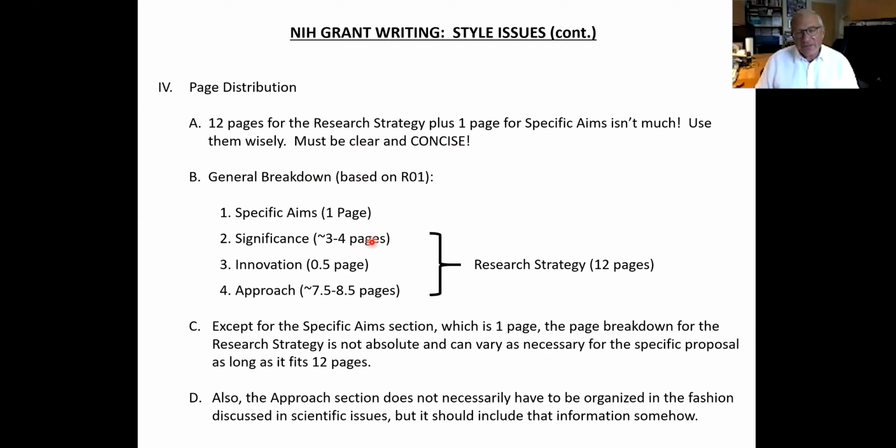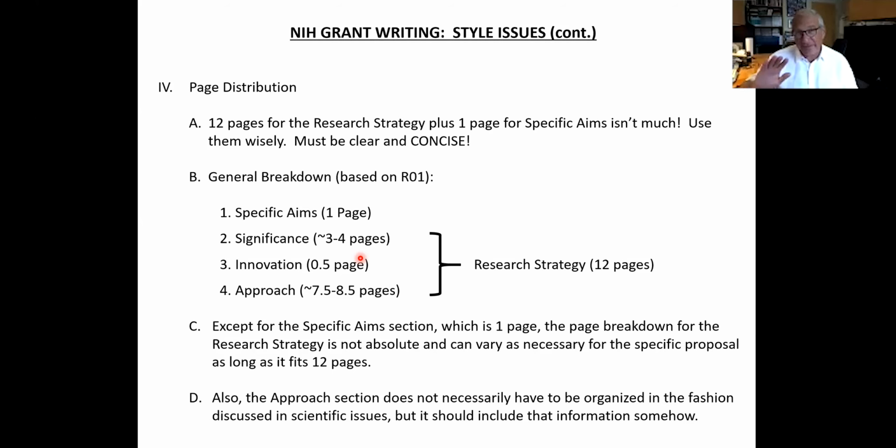The 12 pages of the research strategy need to be broken down into significance, innovation, and approach. These are what I would recommend as page ranges, but they can change depending on what your needs are. For example, if you're putting a lot of preliminary data in the approach rather than the significance, you may want to decrease this and increase this. But this just gives you a general idea. I would not spend more than half a page, and you could spend even less than half a page on innovation, all right?